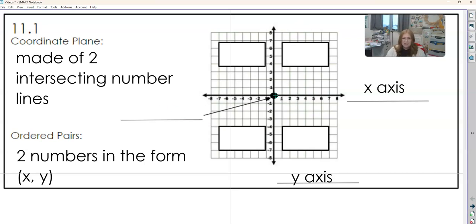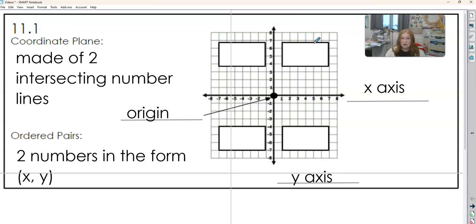And this right here, 0, 0, right in the center, is called the origin, right? It's where it originates from. You always have to start at the origin, 0, 0. Then you're going to move over, then up or down. So as we look at this coordinate plane, it has four different sections. These are called quadrants. Quad means four. So each of these is a quadrant.